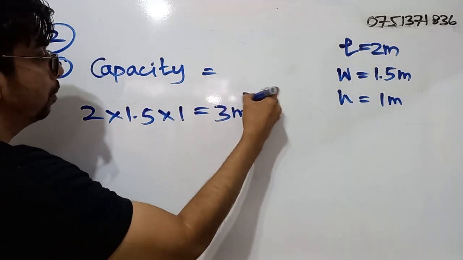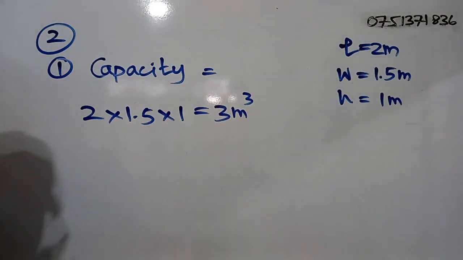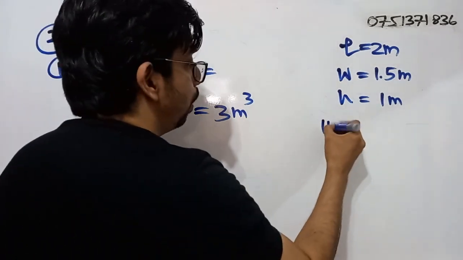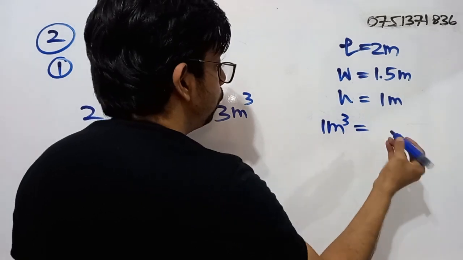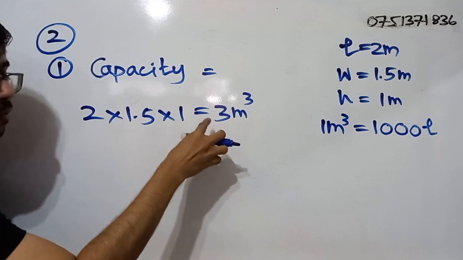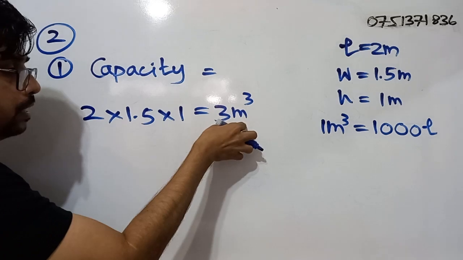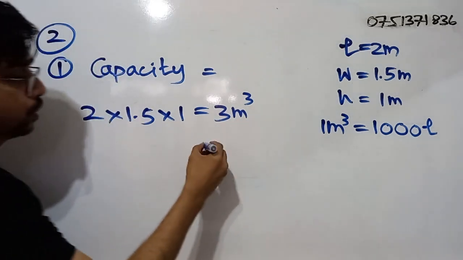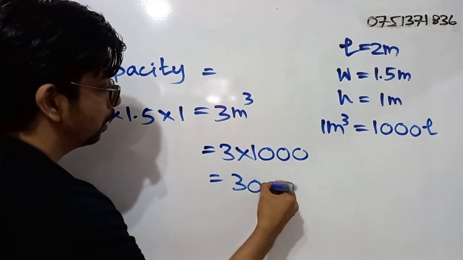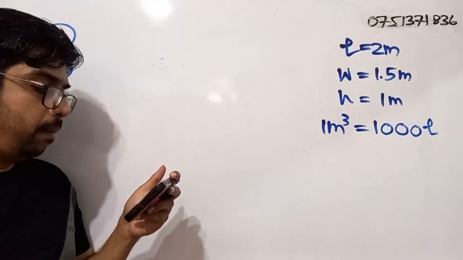3 cubic meters. Now in the question, what are they asking? They are asking to write the capacity in liters. So we know 1 cubic meter is equal to 1000 liters. So in order to convert this amount, which is 3 cubic meters, into liters, what do we have to do? We have to multiply this value by 1000. So 3 into 1000, so this will be 3000 liters. That's the answer.